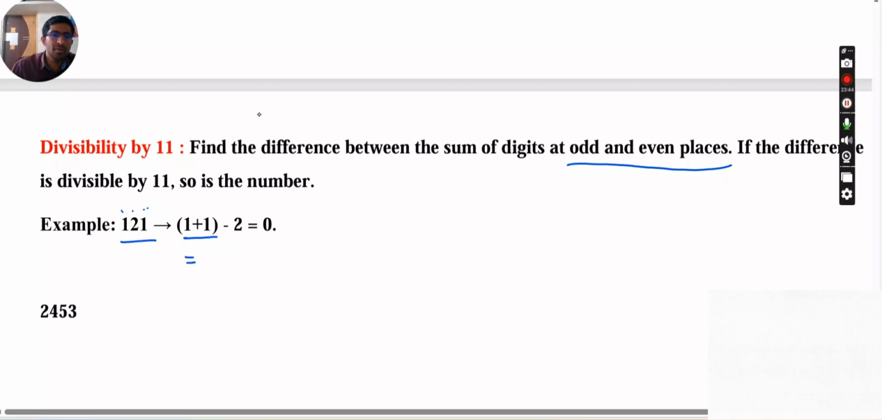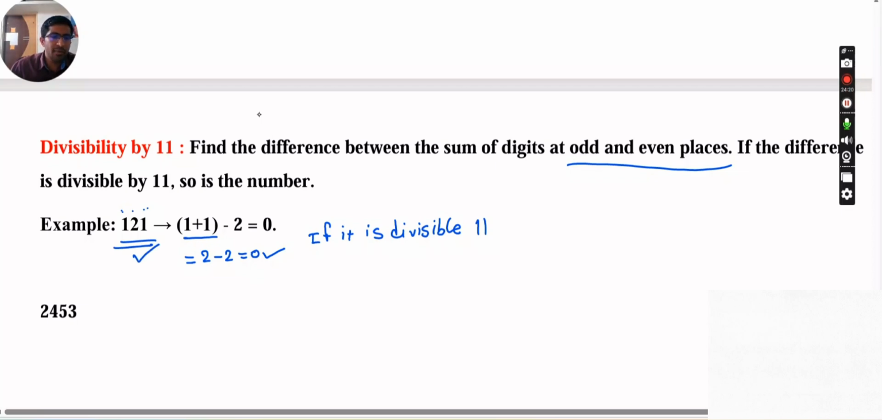So what will come? 1 plus 1 is 2, minus 2 is equal to 0. So if this subtraction comes to 0, or if it is divisible by 11, because for bigger numbers it will not always come 0, but if it comes in the table of 11 or it is divisible by 11, then we can say that the whole number is divisible by 11.